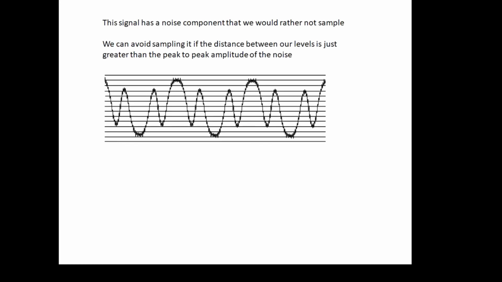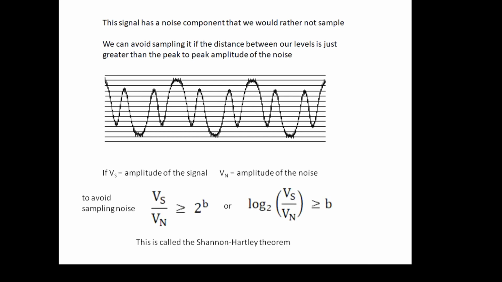For example, this signal here clearly has a noise component, this high frequency component. And we can actually avoid sampling the noise. The trick is, we have it so that the distance between the levels is just greater than the amplitude of the noise, the peak-to-peak amplitude of the noise. Mathematically, if Vs is the amplitude of the signal and Vn is the amplitude of the noise, then Vs over Vn, to avoid sampling noise.